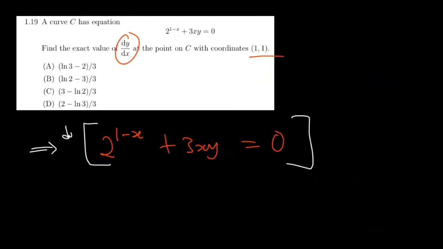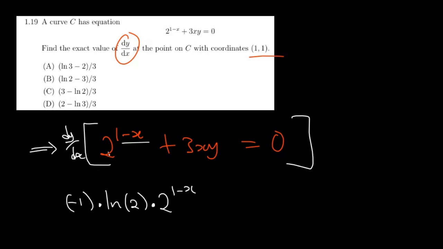So here we are given 2 to the power 1 minus x plus 3xy is equal to 0. They're saying find the exact value of dy dx at the point with the coordinates 1, 1. So here we are using implicit differentiation. We're going to apply dy dx throughout. So this is an exponential function. How do you differentiate that? You differentiate the power with respect to x, I'm going to get minus 1. Then you multiply with the ln of the base that you had here, which is 2. Then multiplied by the function itself. Okay, so that's the derivative here.